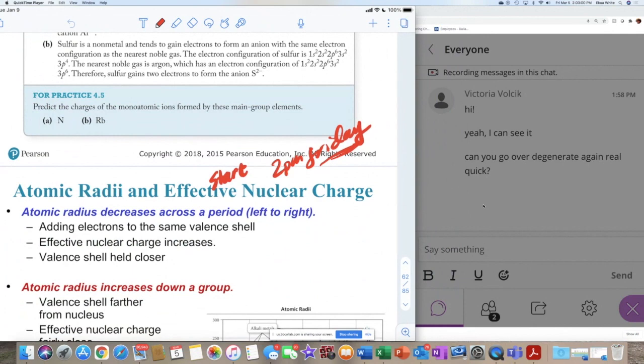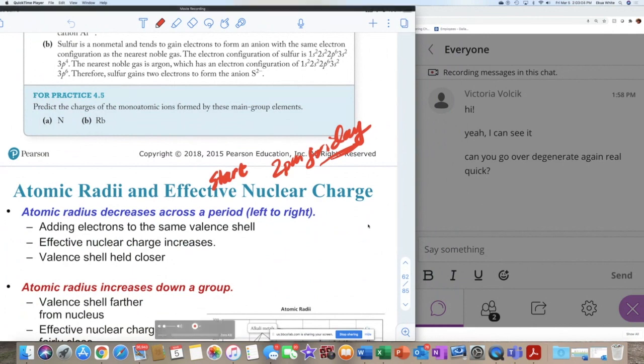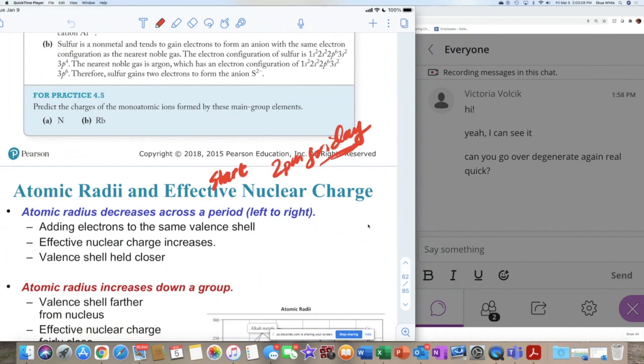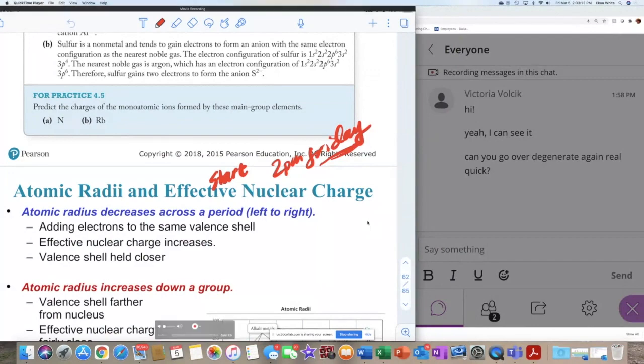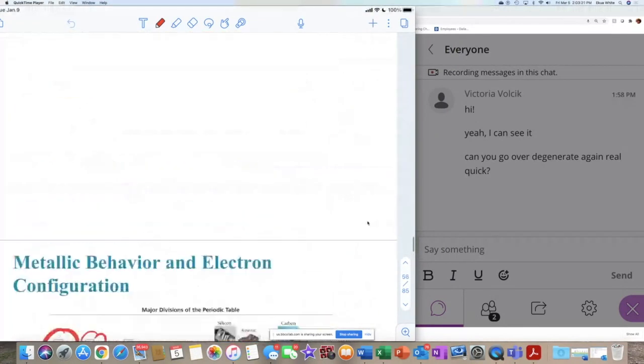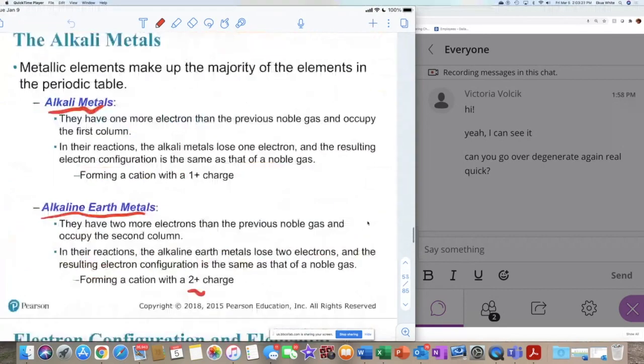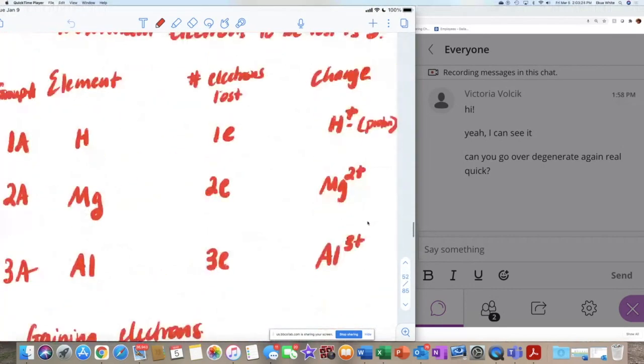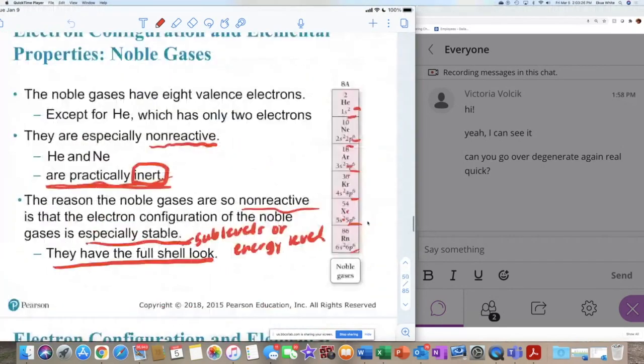Oh, the degenerate. Okay, so degenerate. Now, do you want me to go over the quantum number as far as the degenerate is concerned, or just the degenerate orbitals in general? Let me see. And while you're doing that, let me go ahead and grab my picture. Because I think last time I talked about two things in general.